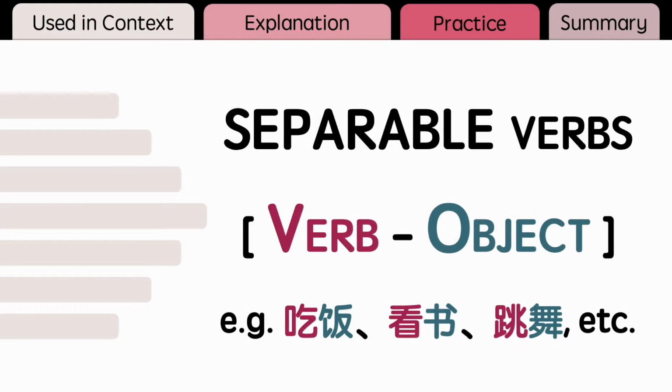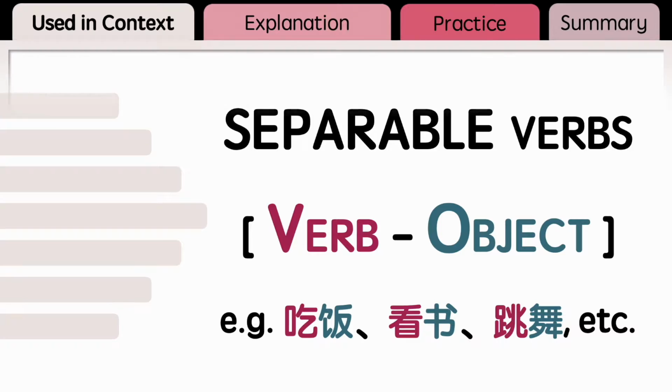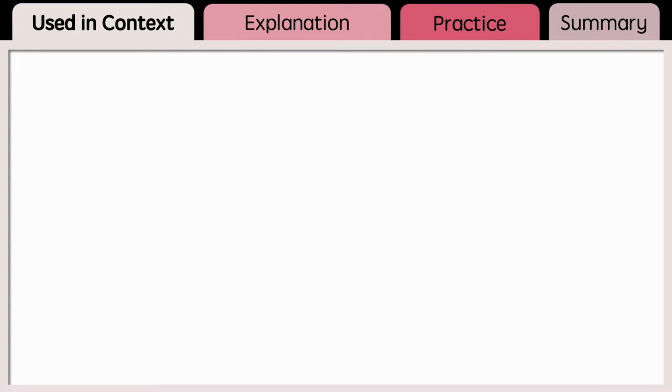In this video, we'll look into separable verbs with a focus on the verb-object structure. Let's take a look at the examples first.